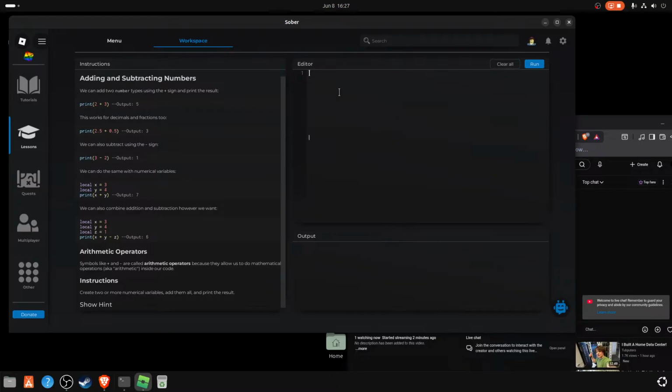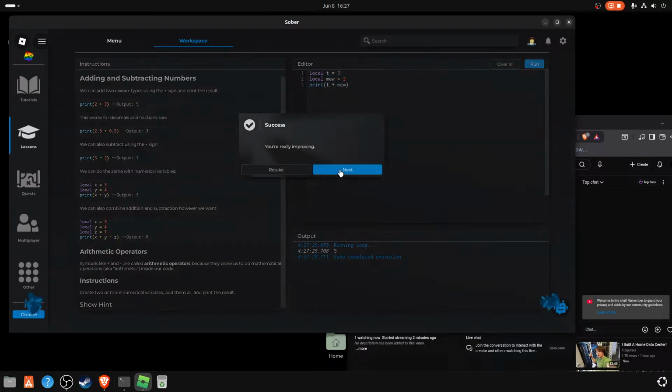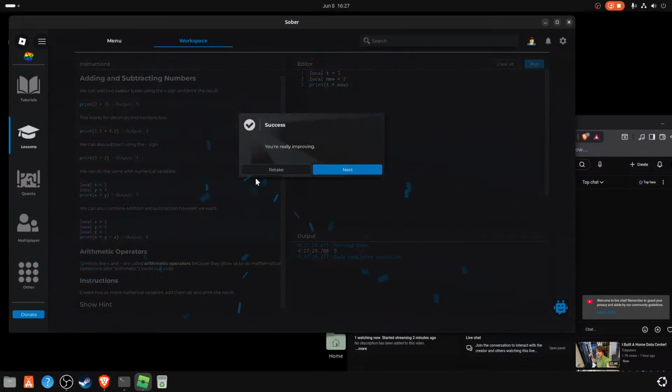We can do that. We'll do local t equals 3, local meow mu equals 2. And then we'll go print t plus mu. Right? Is that going to work? Let's see if that works. Alright.